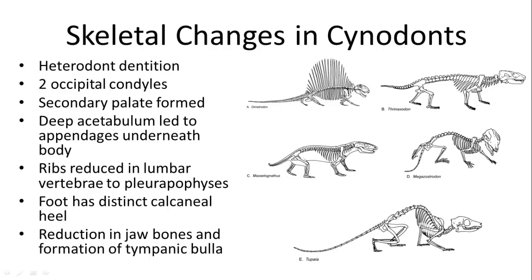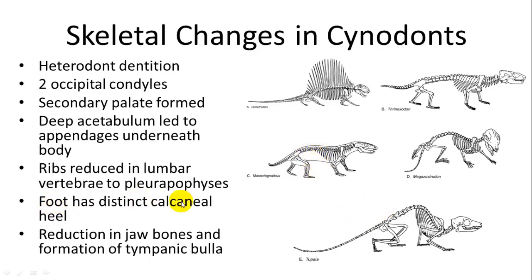You also had a reduction in the ribs in the lumbar vertebrae, as you can see in this one. There are no ribs down here, whereas this is a more primitive cynodont, and it still has ribs in these lumbar vertebrae, lower back vertebrae. And that is thought to have evolved with the structure called the diaphragm. So the diaphragm is a muscle at the bottom of the ribs, which allows for expansion of the lungs in the body cavity. So a reduction then in these ribs allows for more flexibility in that part of the body.